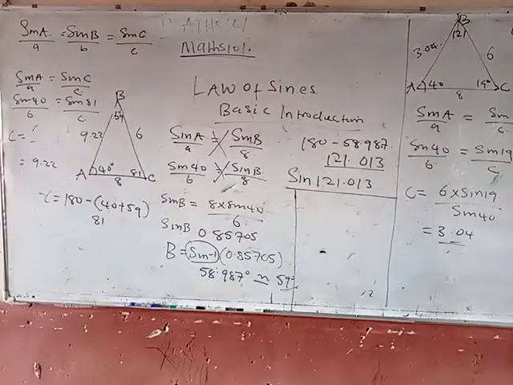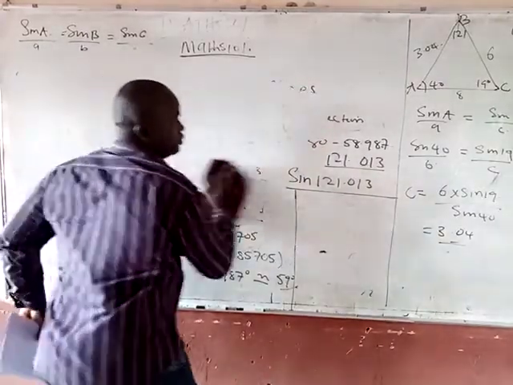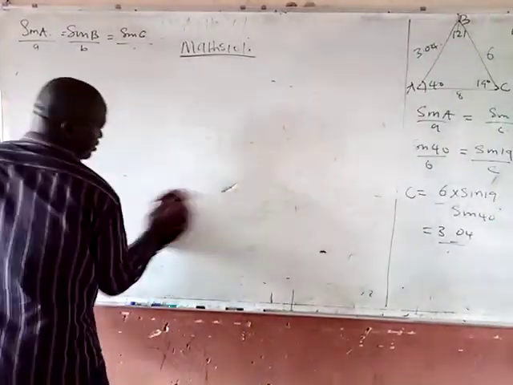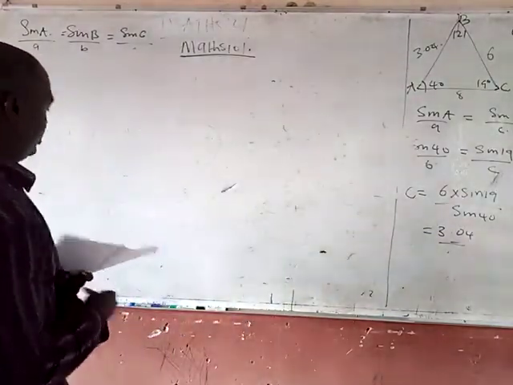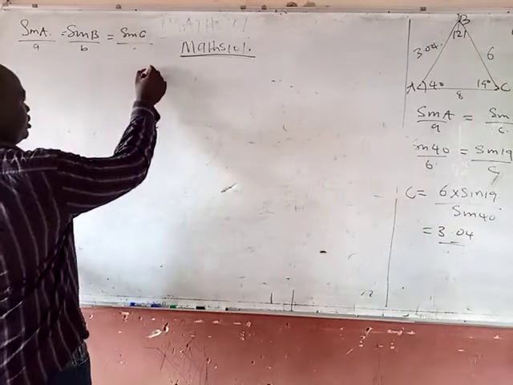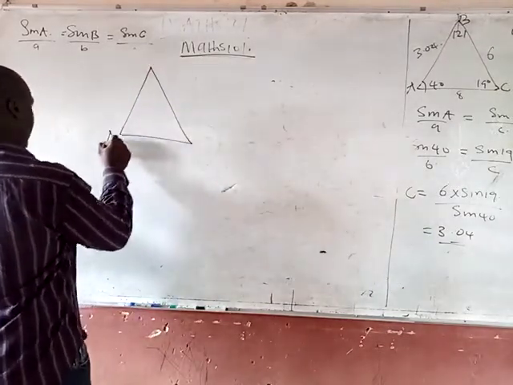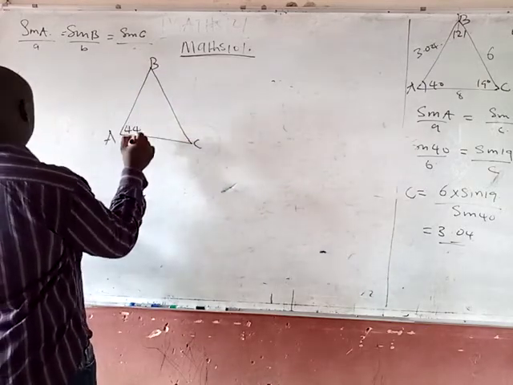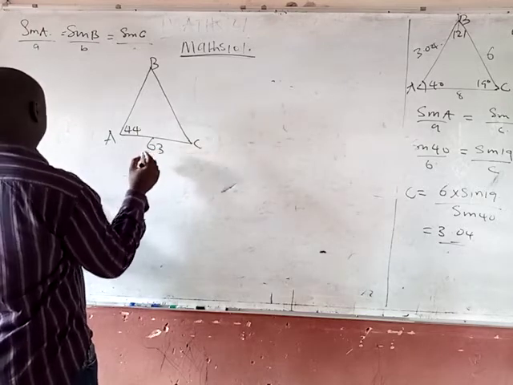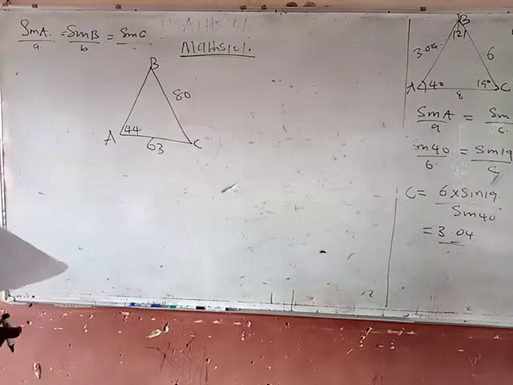What if you have this? You have a triangle this way, and this is our normal A, this is B, and this is C. A is 44, B is 63, and this is 80. And you want to find the whole side.